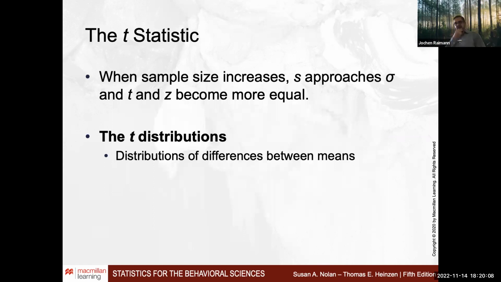So when the sample size increases, S approaches sigma, and T and Z become equal. That's essentially what I said in different words. So the T distribution is the distribution of differences between means. So it's only reflecting this distribution of the individual means of these samples to the population mean.